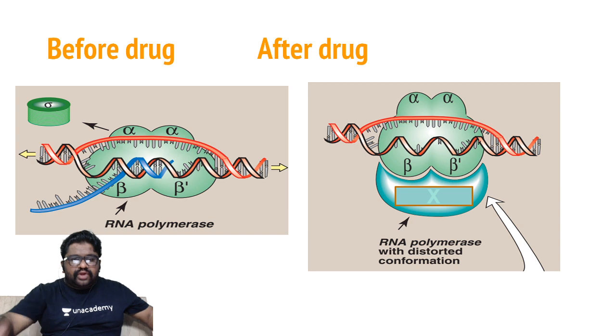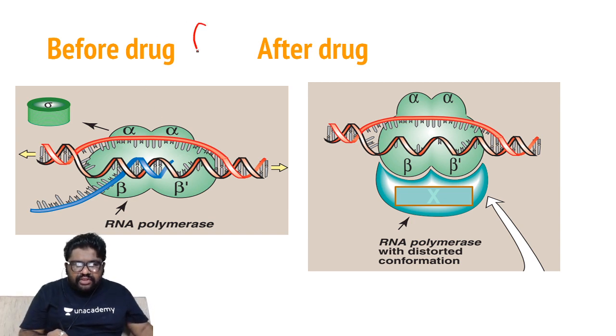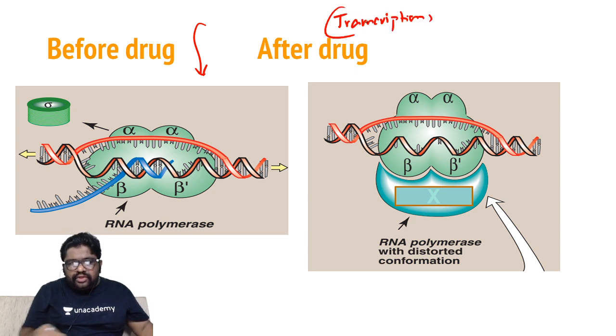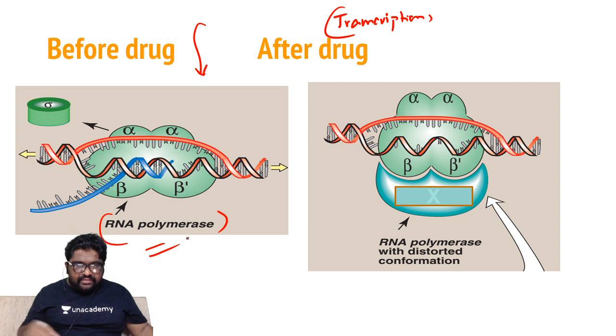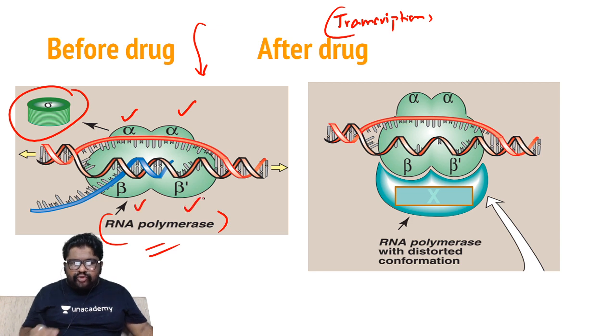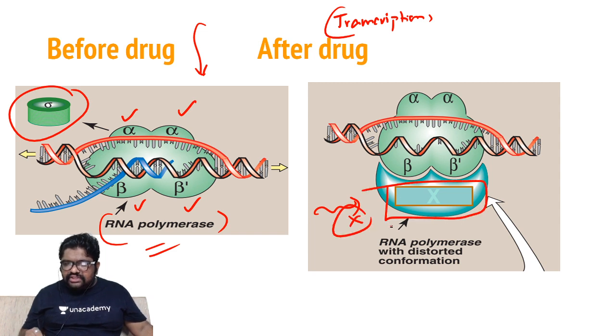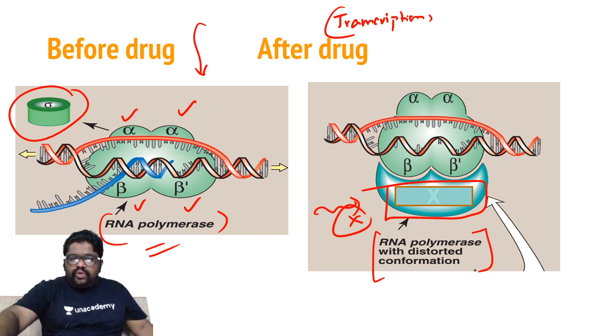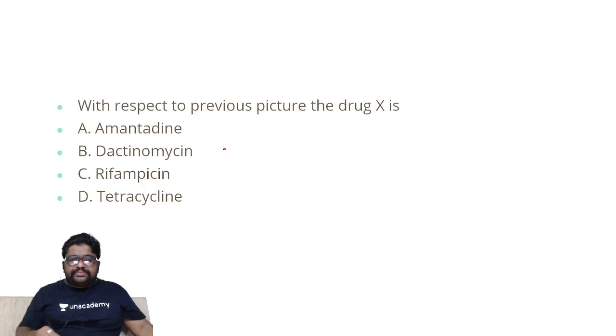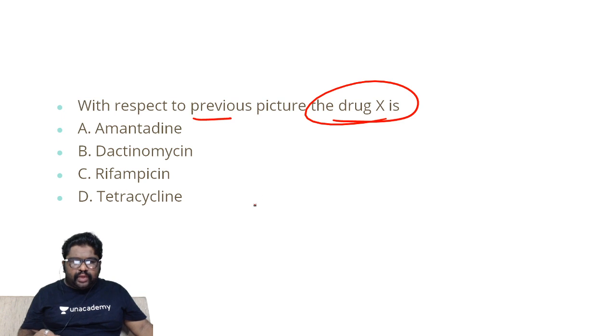Okay, now look at this. We are speaking about the concept called transcription. Look at the picture. You are having the RNA polymerase enzyme. And this is the sigma factor. This enzyme has two alpha subunits and two beta subunits. Now there is something referred to as X. X is seen inside this particular box. After X binds, RNA polymerase has a distorted conformation. Now, based on this picture, with respect to the previous picture, the drug X is which one? Please give me an answer, whether it is A, B, C or D.